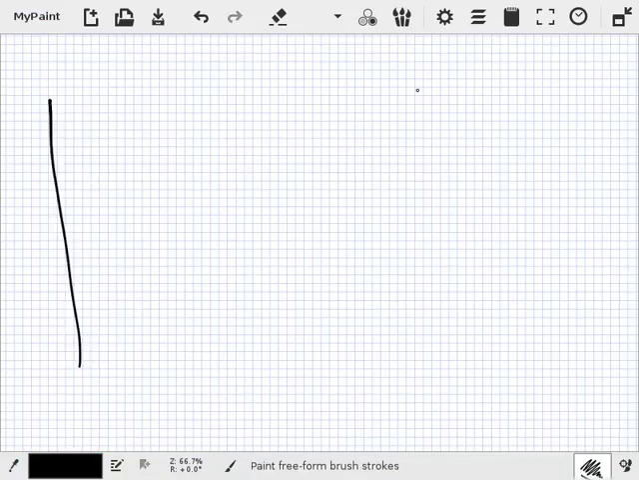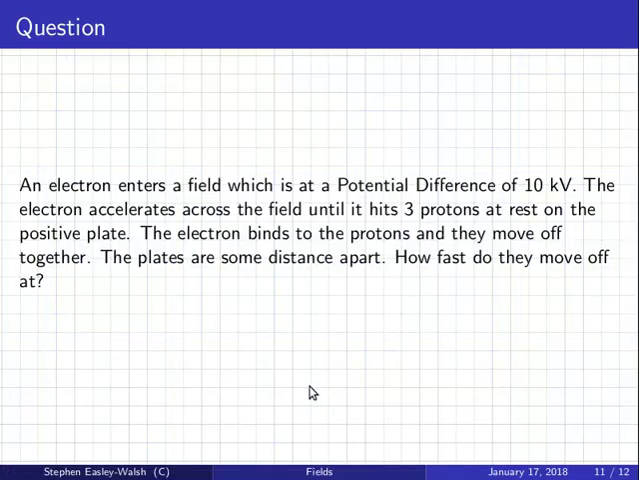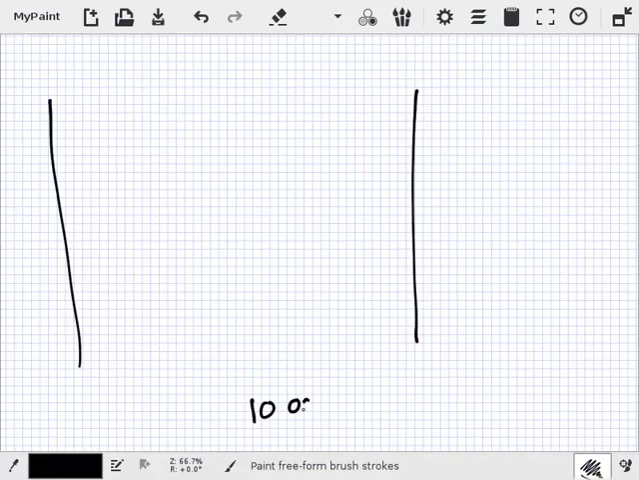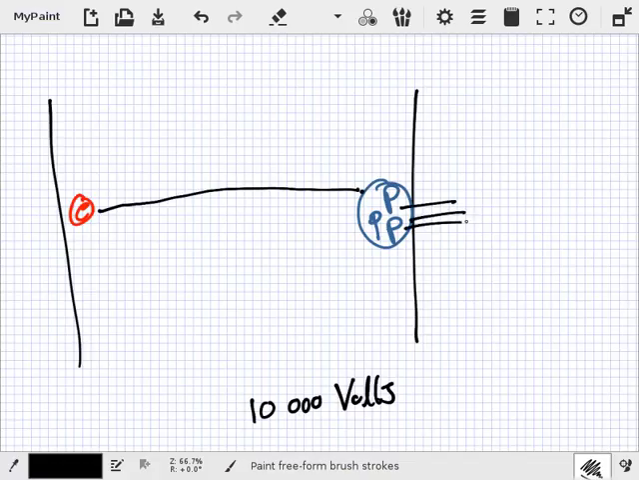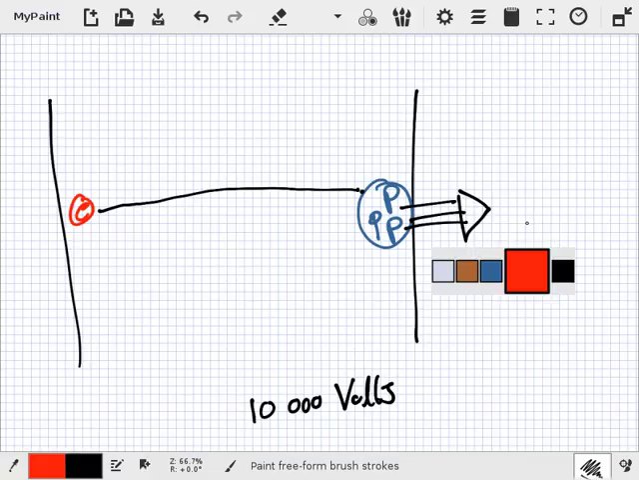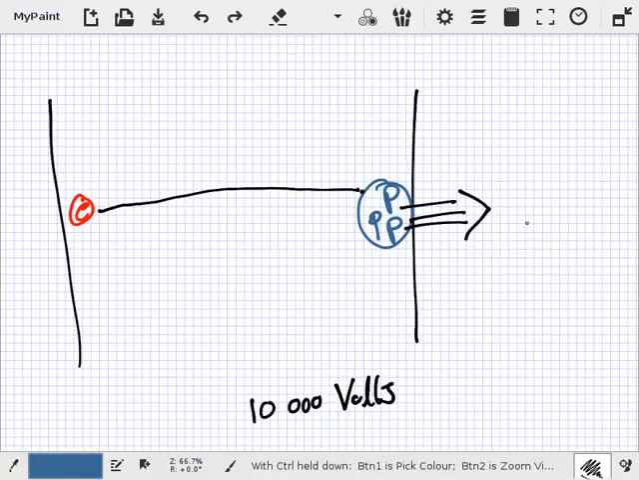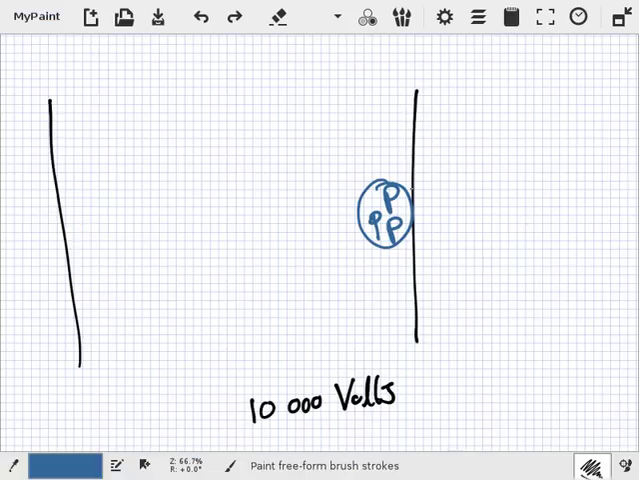Right, so you've got your plates here. 10,000 volts. And what you've got here is proton, proton, proton. And here, electron. And the electron fires across, hits into this, and then they move off together with the 3 protons. They all move together. So the first thing I should work out, let me put a little hole here so they can be free.